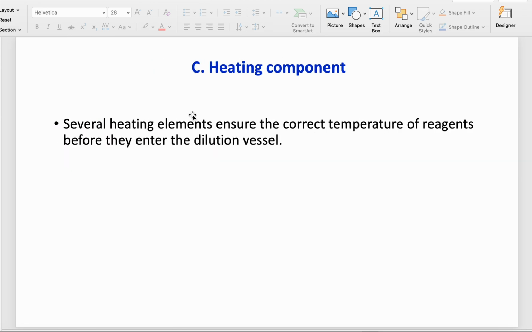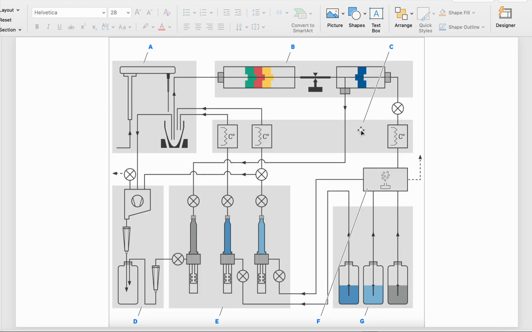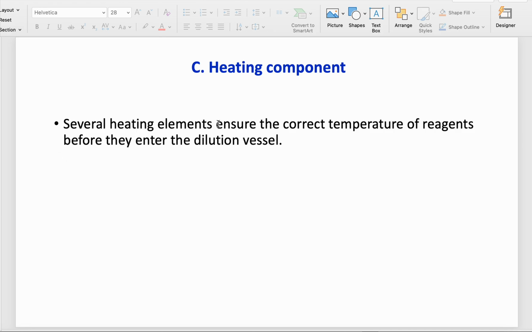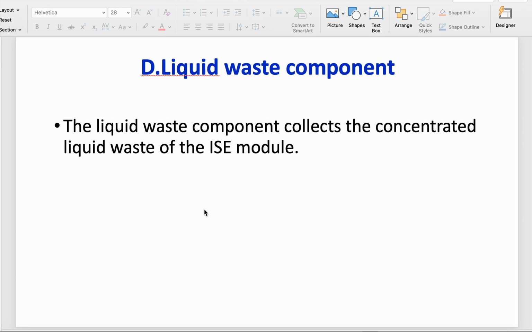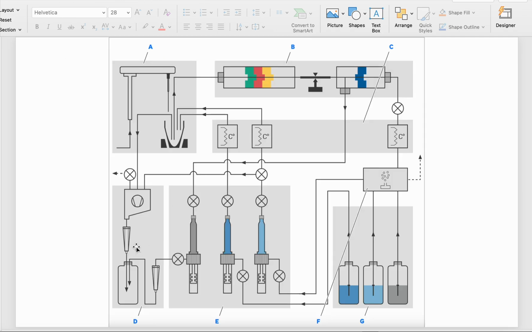Everything is heated. The heating section is this one. In this area, everything is heated before it goes to the mixing vessel. Several heating elements ensure the correct temperature of the reagent before entering the dilution. Let's move on. Liquid waste component. This is this one. You see all of these go in here. The waste goes to this section. Let's move on.